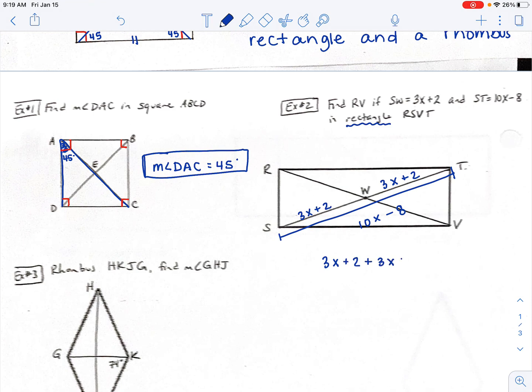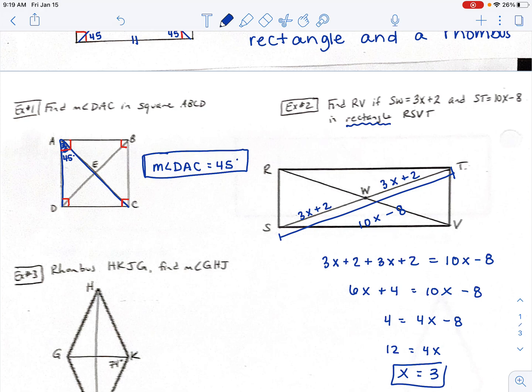3x plus 2 plus 3x plus 2 equals the 10x minus 8. If I combine like terms, I get 6x plus 4 equals 10x minus 8. I'm going to subtract 6x from both sides, and then add 8 to both sides. Then divide by 4, and I get x equals 3.